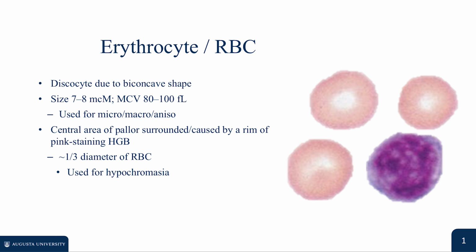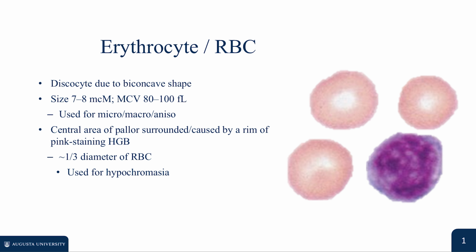Microscopically, the normal discocyte displays a distinct central area of pallor that occupies approximately 1/3 of the cell diameter. This pale center is surrounded by a smooth rim of pink staining hemoglobin when visualized using Romanovsky or Wright stains. That structural ratio is critical because alterations in size and hemoglobin content dictate our clinical approach.